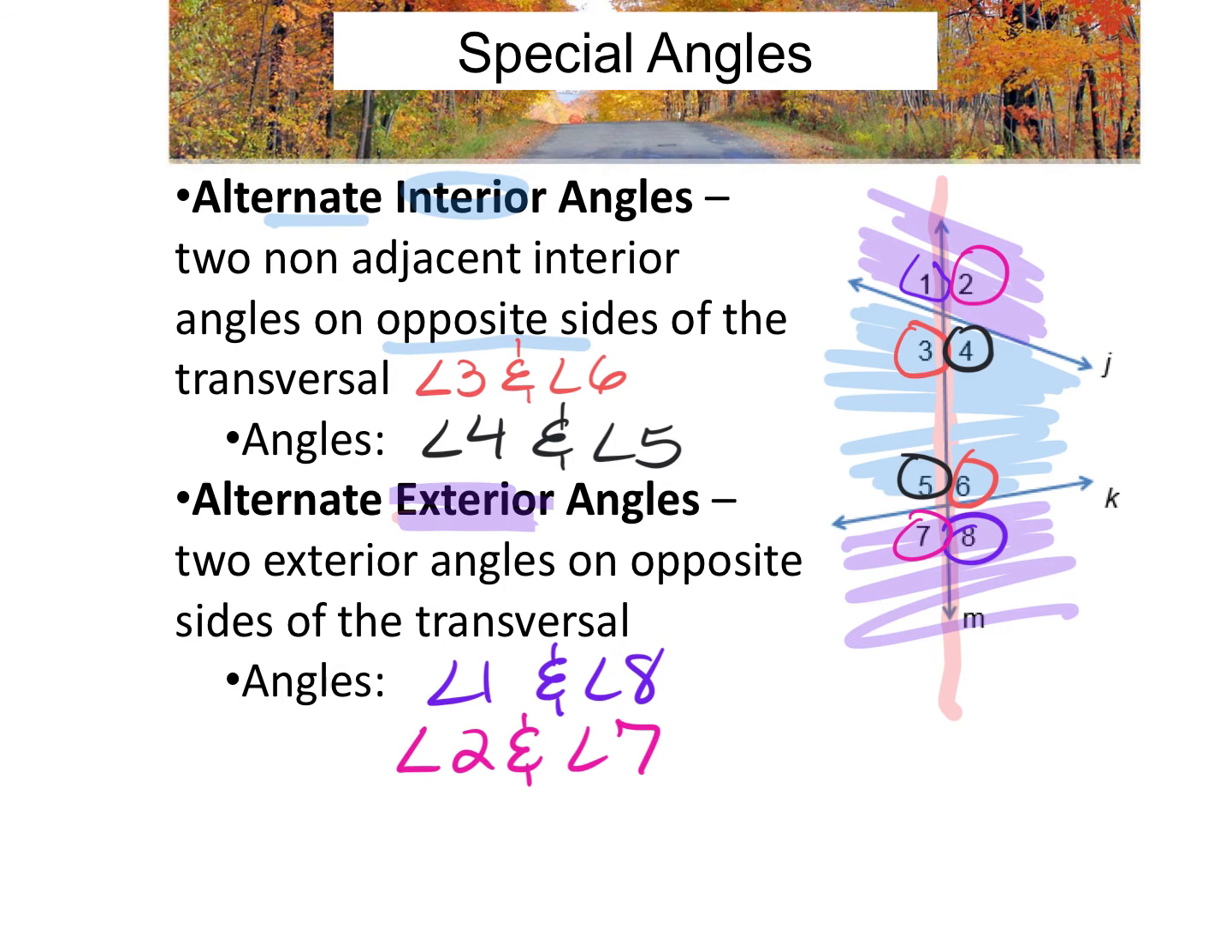Now what's going to come up tomorrow is we're going to take lines J and K, and we're going to straighten them up and make them parallel. Once we straighten them up, then all of these angles that we're talking about on this slide, the alternate interior pairs and the alternate exterior pairs, are going to be congruent, but that's coming tomorrow. Right now, our lines are not parallel, but we can still create these special angle pairs.